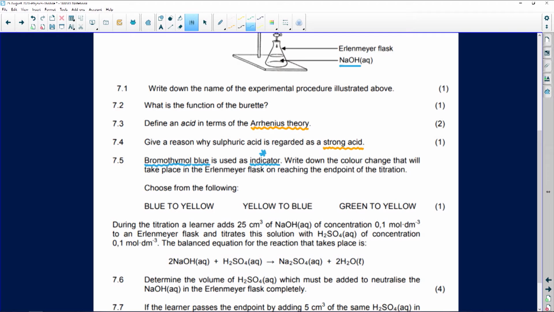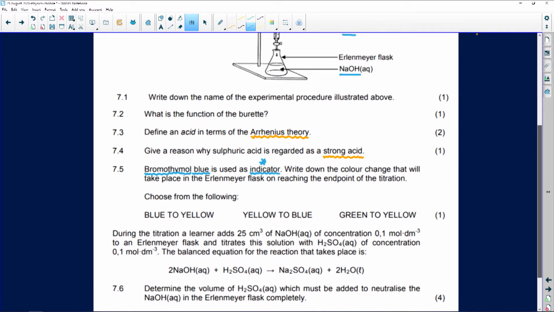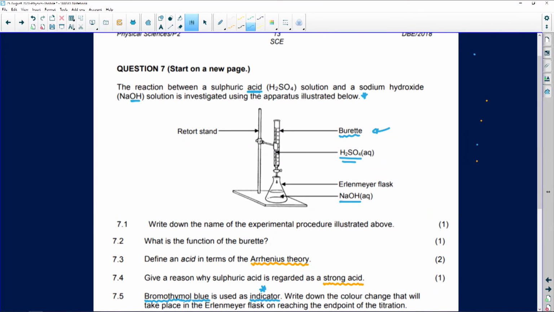Now we must write down the color change that will take place in the Erlenmeyer flask on reaching the endpoint of the titration. Now remember, when we're talking about indicators, it depends on the solution that they're in. Some indicators will change according to the pH range they're in, and whether we're using a strong acid, a strong base, a weak acid, or a weak base. Now let's read what we were given here. So we know in this diagram here, I have my acid in the beaker.